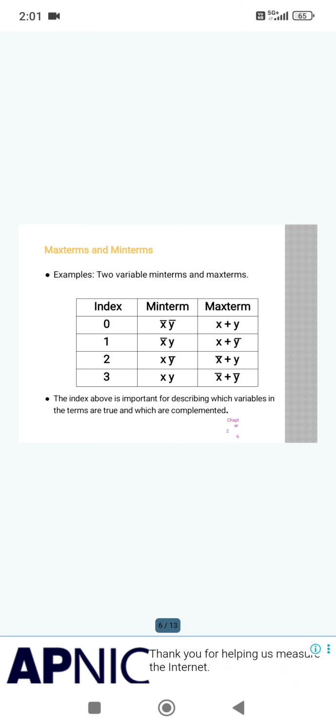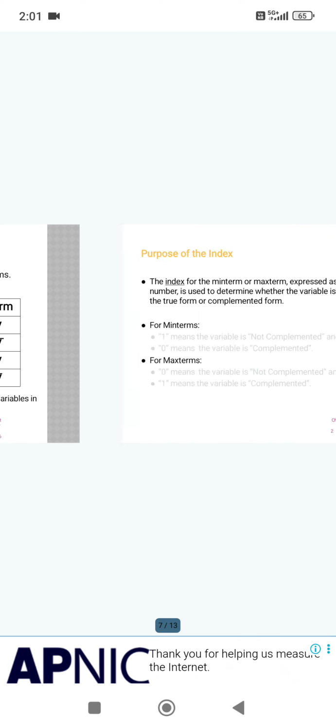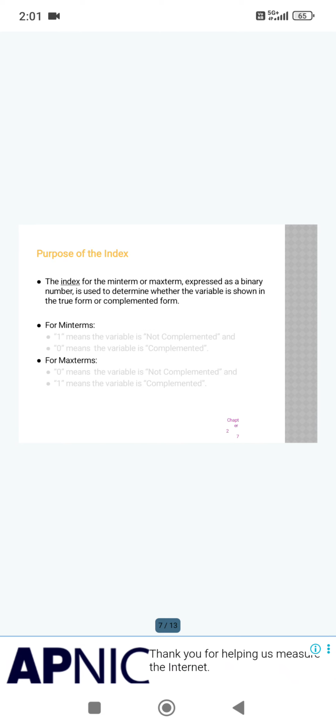So again, let me recall this concept. If you are using 0, it is x bar in minterms, and 0 is replaced by 1 in the y bar. Okay, so this is the concept of this. And next, purpose of the index.